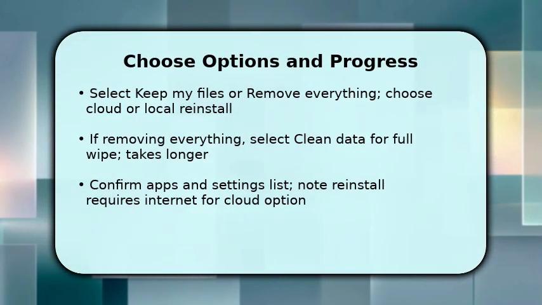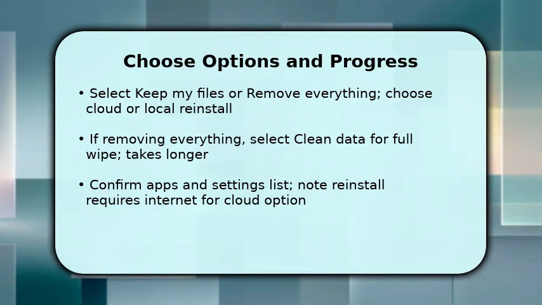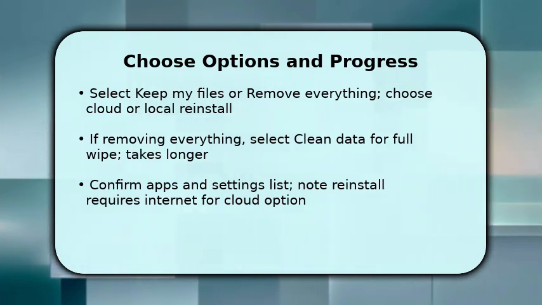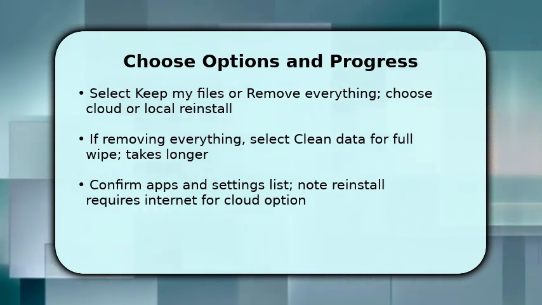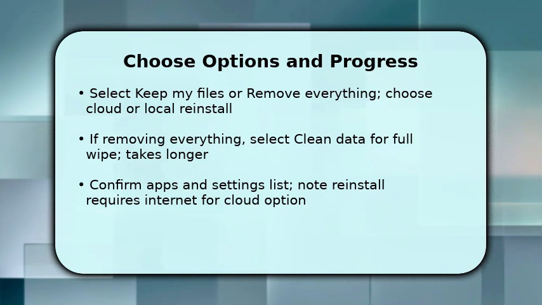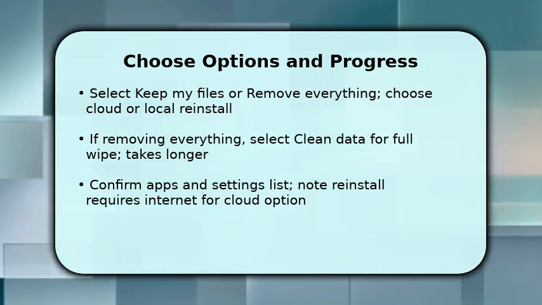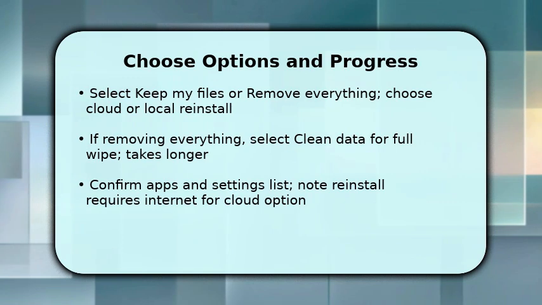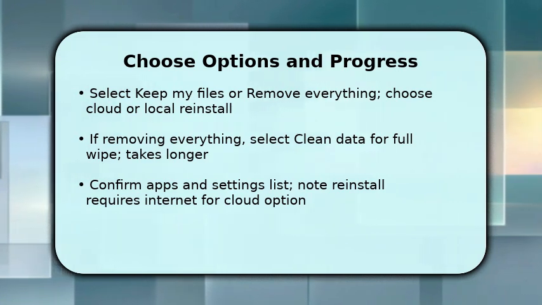Now you choose how Windows reinstalls itself. You can pick Keep My Files for a quick refresh or Remove Everything for a full factory state. Once you choose Remove Everything, decide between Cloud Download and Local Reinstall. If you want a cleaner wipe, enable Clean Data. It takes longer but is more thorough.